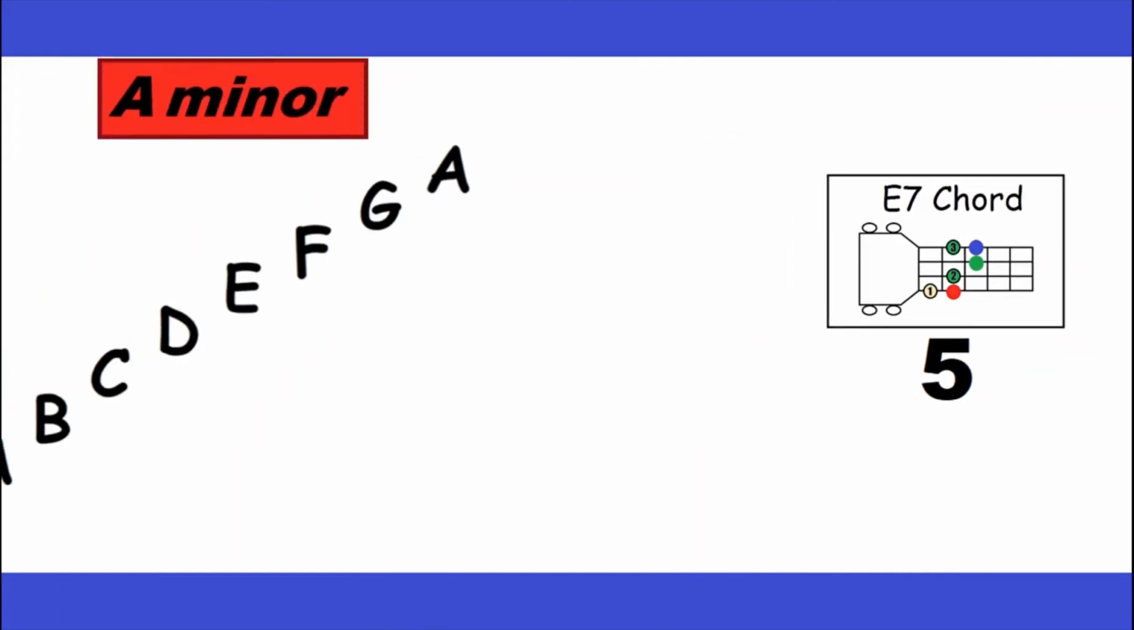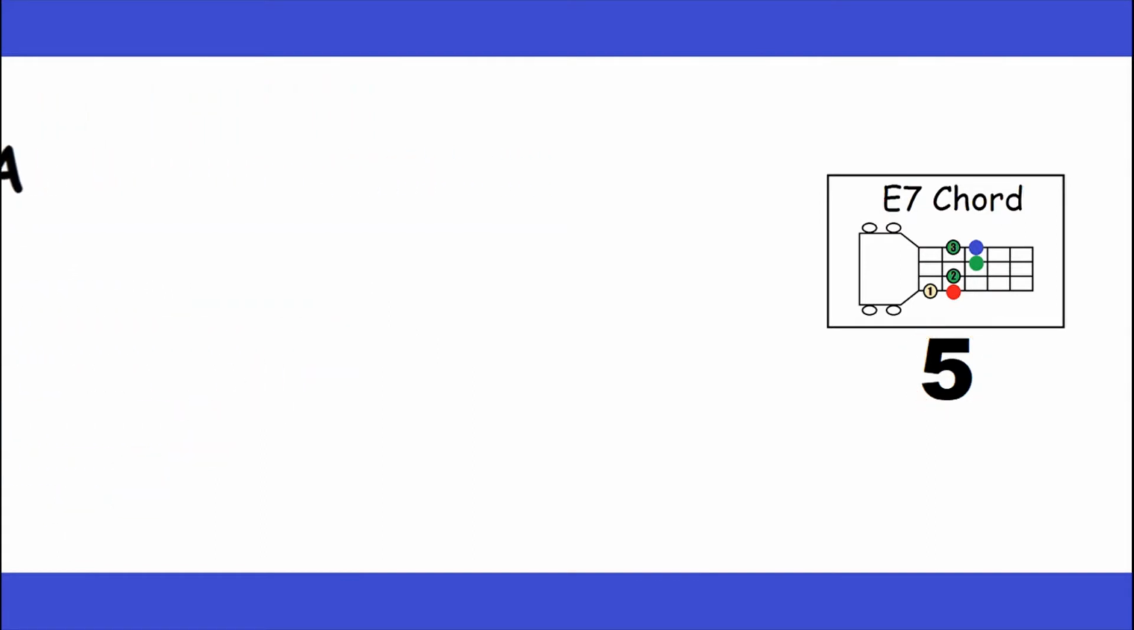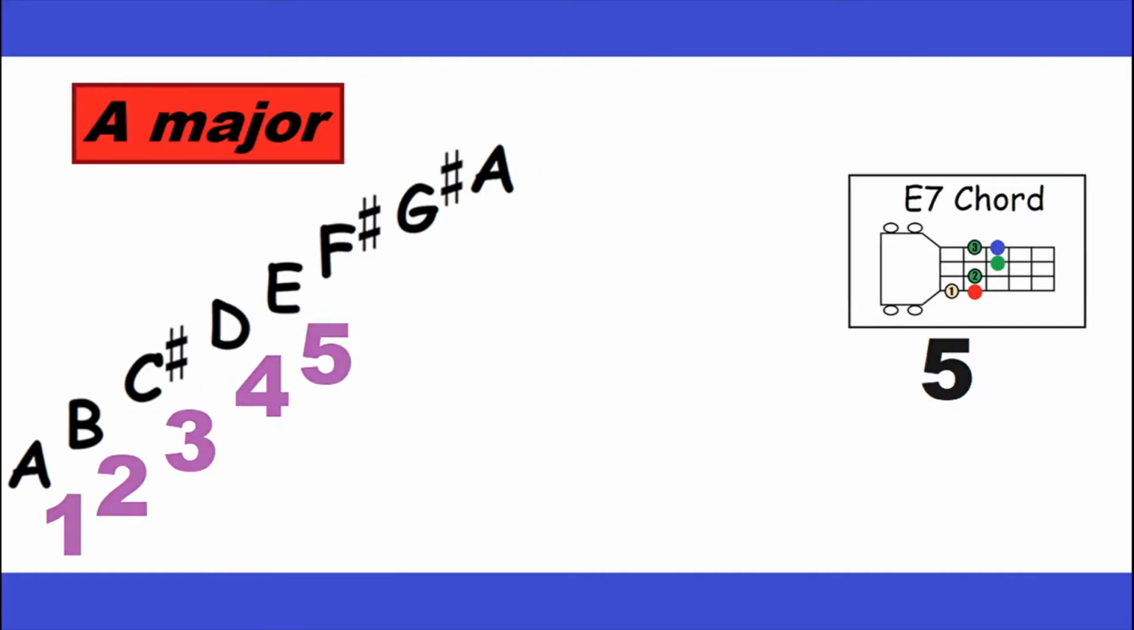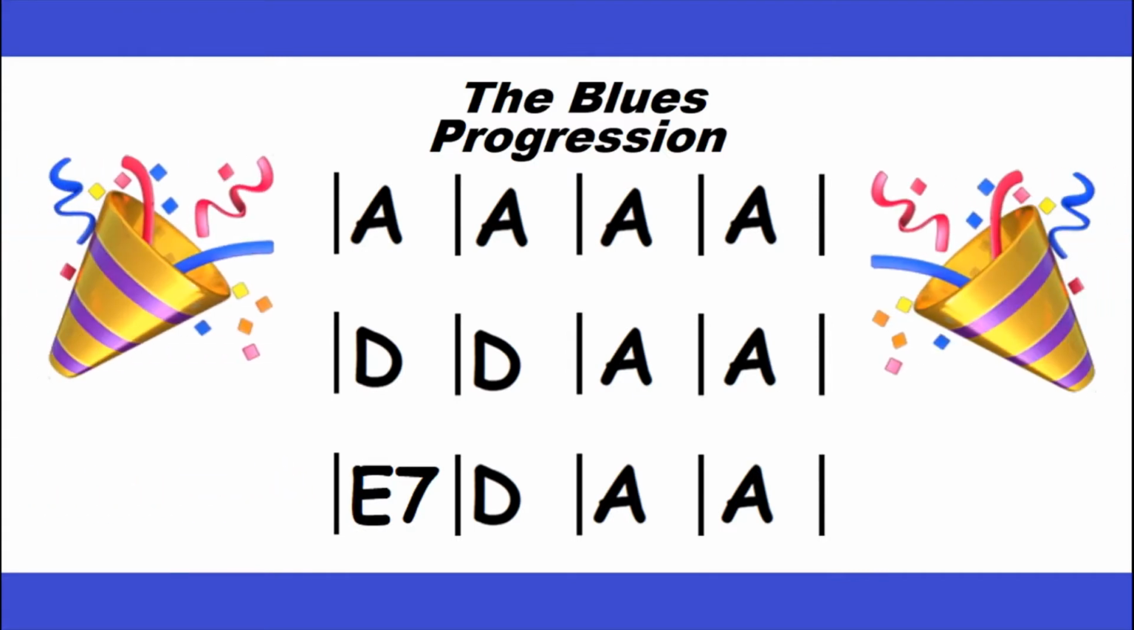We actually have the full A minor scale now, so we can do that. Yep, E is note number 5. What about an A major? Yep, it's note number 5 here too. We can swap out the uncomfortable E major chord for an E7 chord. Our A blues is saved.